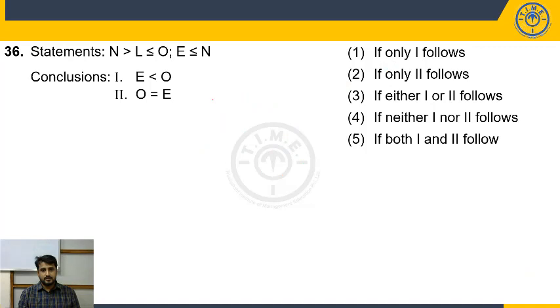Again, can we combine it? Yes, we can combine. E less than or equal to N greater than L less than or equal to O. What is the relation between E and O? Between E and O, we have opposite signs. So no conclusion follows. O and E, again opposite signs. No conclusion follows. So neither 1 nor 2 follows, which is choice 4.